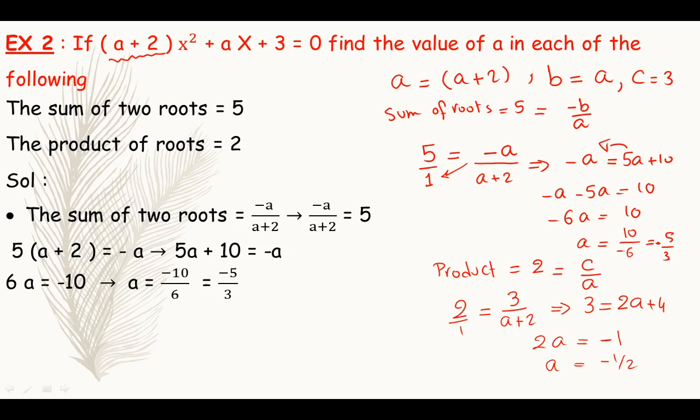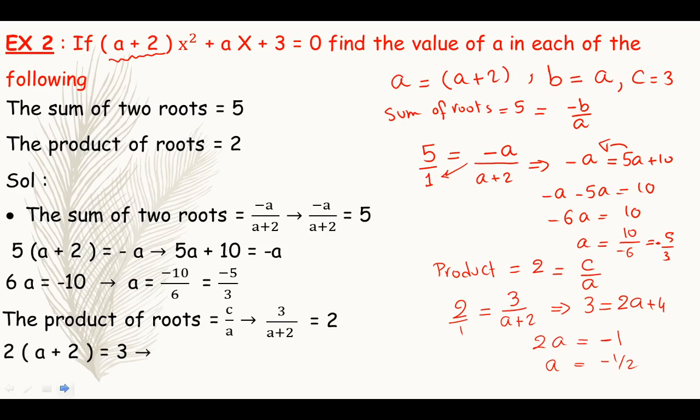The second one, the product of the roots equals 2. The product of the roots equals c over a. c, which is the absolute term, equals 3. And a is the coefficient of x power of 2, a plus 2, this is equal to 2. Put 1 under 2 to make it a fraction. So when a fraction equals a fraction, we have to do cross multiplication. Okay, so 2 over a plus 2 equals 3.